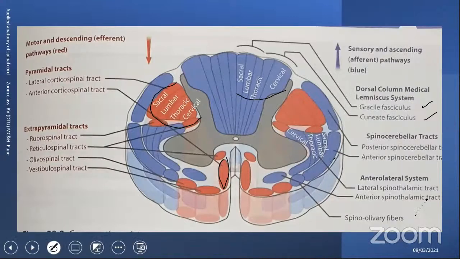The descending tracts are motor and descending pyramidal tracts. These are lateral corticospinal, anterior corticospinal, and extrapyramidal tracts, which I just enumerated.